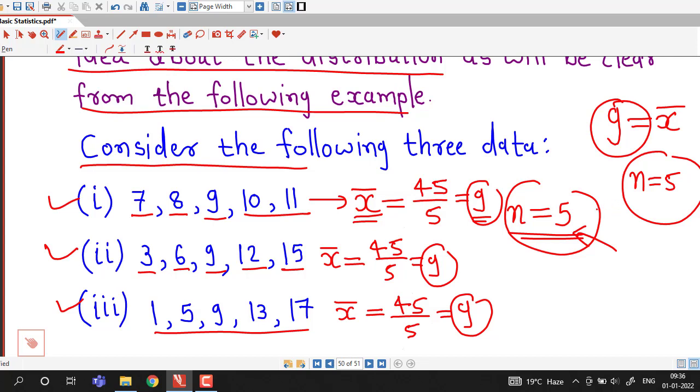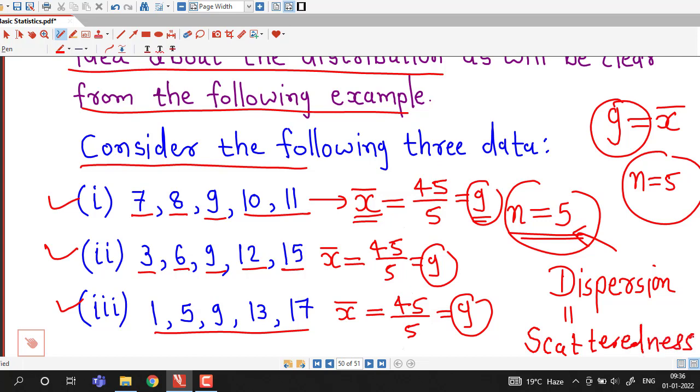So this information is not enough to have a complete idea about the distribution. For that we need some other measure, and those measures are known as measures of dispersion or variability. Dispersion, in simple meaning, is variability or scatteredness. So scatteredness means how the observations are scattered.